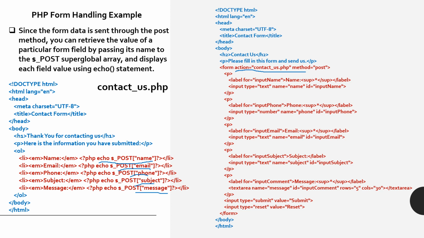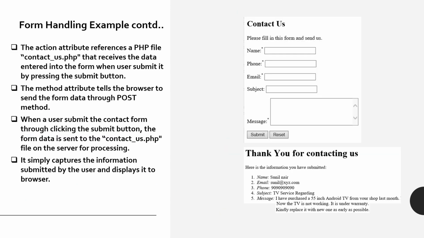Okay, so all the other things will be displayed here. Echo the variable specified, and correspondingly everything will be displayed here. This is the example for simple form handling. Now let's see the corresponding output. This is the output for the previous program. There is a name field, phone field, email ID, and subject. You need to enter these and press the submit button, and you will get the display like this, one by one, all the other things.